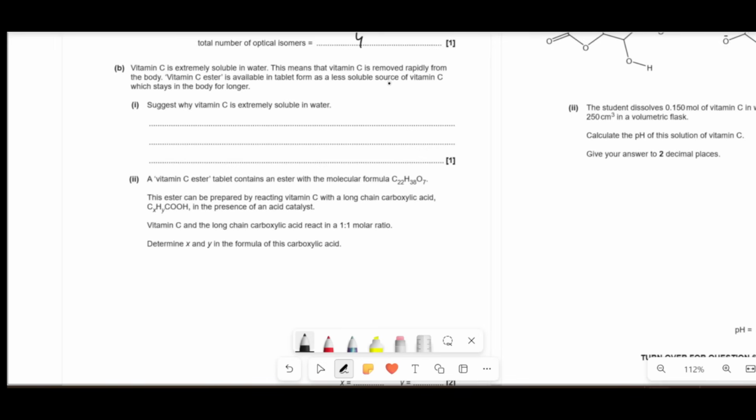Vitamin C is extremely soluble in water. This means it can be removed rapidly from the body. Vitamin C as an ester is available. Vitamin C ester is available in tablet form, and is a less soluble source of vitamin C. It stays in the body for longer. Suggest why it's extremely soluble in water.